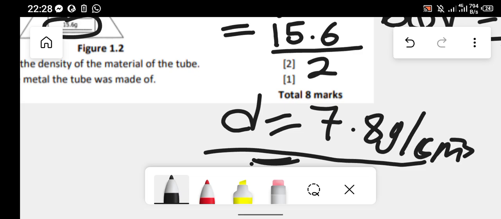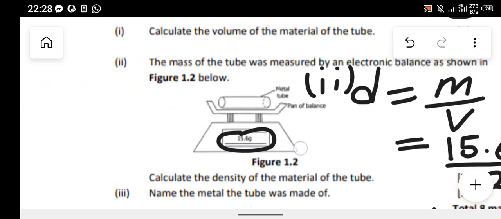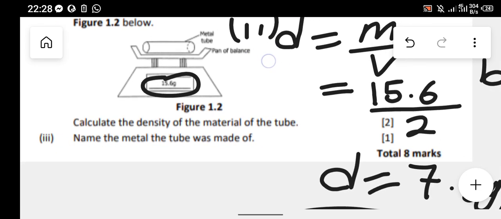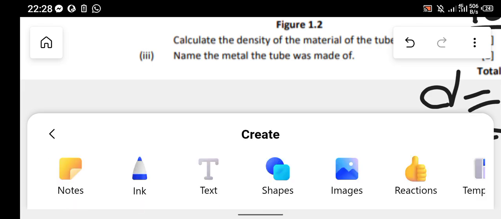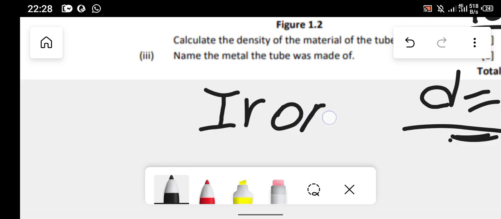Okay, having stated that, let's move on to the next question. The next question, which is B3, says name the metal the tube was made of. Here the answer is iron. The tube was made from iron. Or you can put steel or iron, and it can still mark you correct.